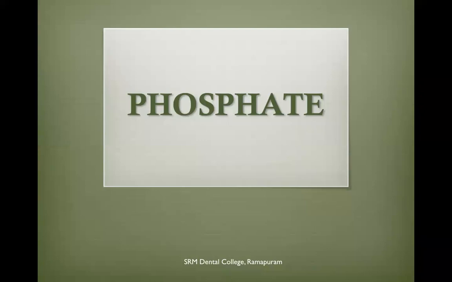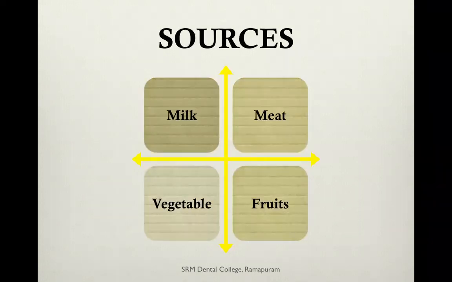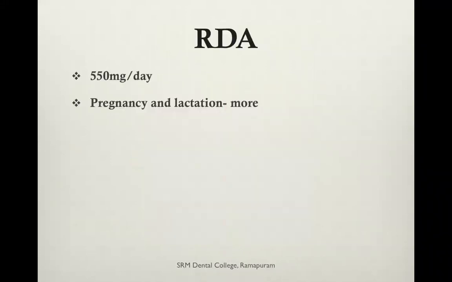Now coming to the phosphate metabolism. First, we'll see about the functions of phosphate. Very important in the formation of bone and teeth. Plays an important role in the fat and carbohydrate metabolism. Plays a very crucial role in the ATP formation and nucleic acid formation. The sources of phosphate are milk, meat, vegetables, and fruits. The recommended dietary allowance is 550 mg per day. It increases during pregnancy and lactation.